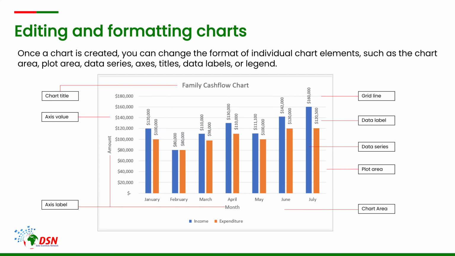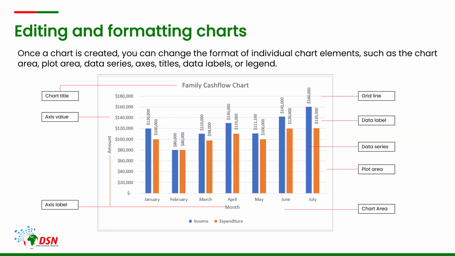So I've edited that to visualize the family cash flow chart. You see that this one is even more detailed, like I formatted this chart to make more sense. You can see amount, month, and the likes. So the next one that we should know is also the axis value.